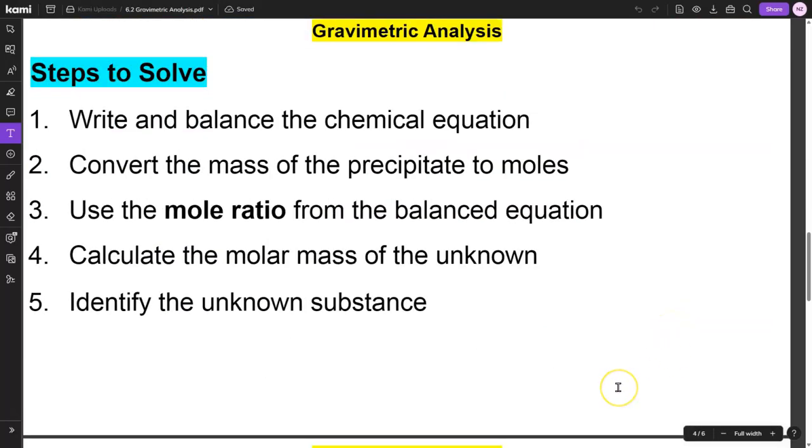So the steps to solve. We'll write the balanced chemical equation if it's not given already. We'll then convert the mass of the precipitate to moles, because when we compare things, we do it in moles. We're going to be using a mole ratio from the balanced equation, and you'll see how that works when we look at our first example. And then we'll calculate the molar mass of the unknown. And using that molar mass, we can identify the unknown substance.